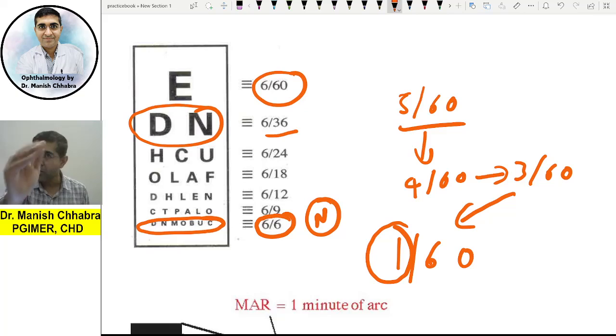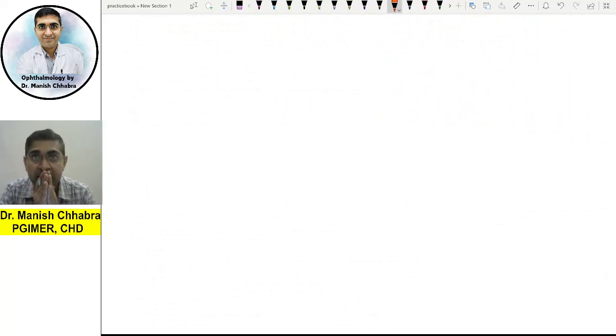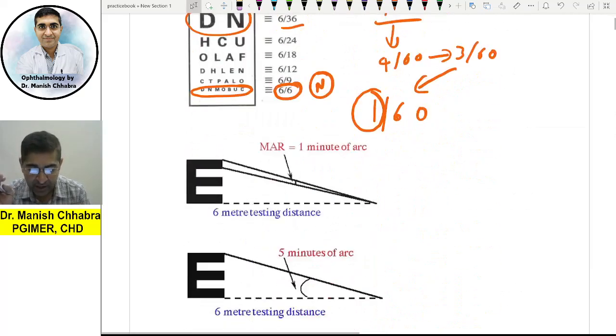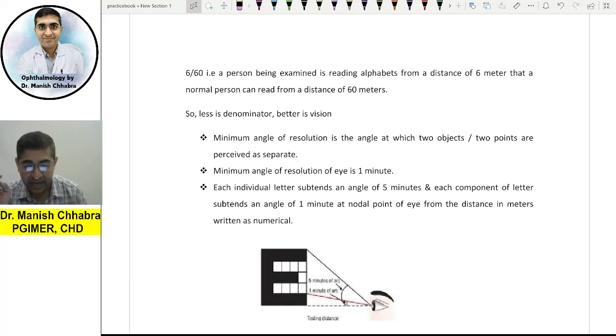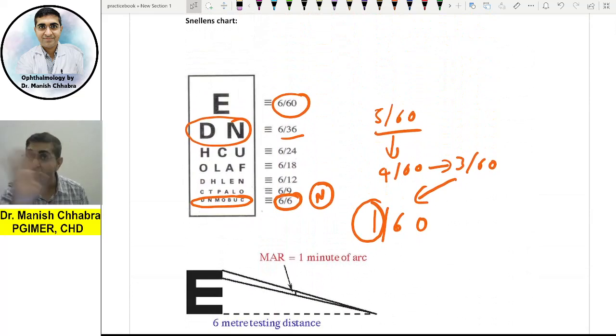Have you understood? Now you will say, sir, what if the patient is not able to tell you the fingers? Then you look for hand movements. What do you understand by hand movement? You will simply wave the hand in front of the patient's eye. Don't say, I am waving the hand, can you see this? You will ask the patient, and when you wave the hand, the patient has to tell you that he can see your hand.